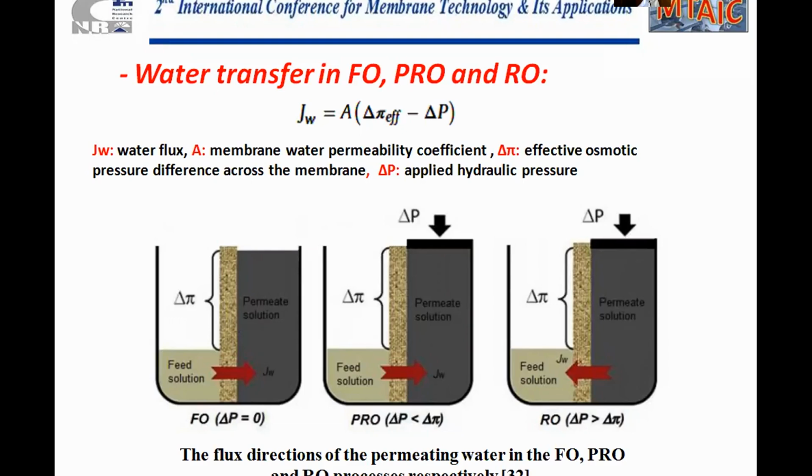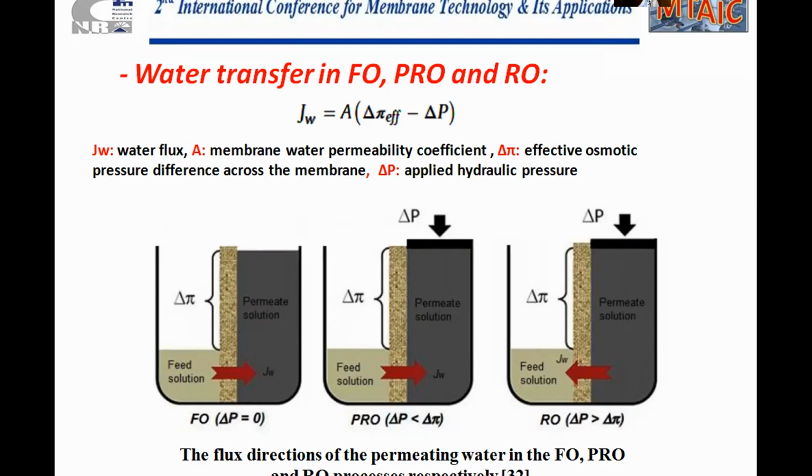For the forward osmosis process, the applied pressure is equal to 0. The driving force is osmotic pressure, the difference in concentration between the two solutions, the low concentration solution and the high concentration solution, and the water permeates from the low concentration solution to the high concentration solution.